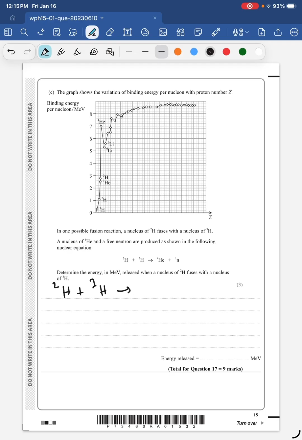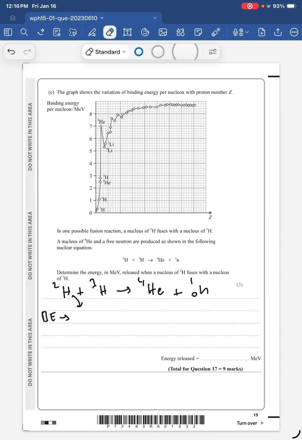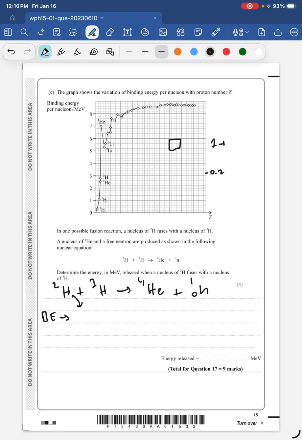Okay, so this is the nuclear equation. Okay, so binding energy. So hydrogen-2 is over here. It's this guy. Okay, and let me erase. So we have 1, 1.2, 1.4, 1.6, 1.8. Okay, so this square represents 1 MeV, and this deviation represents 0.2 MeVs.